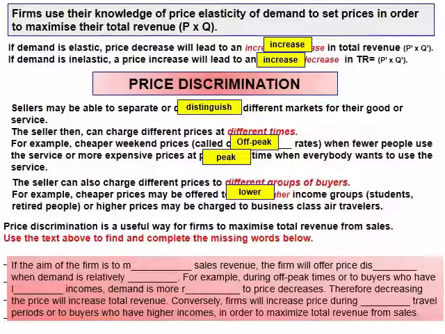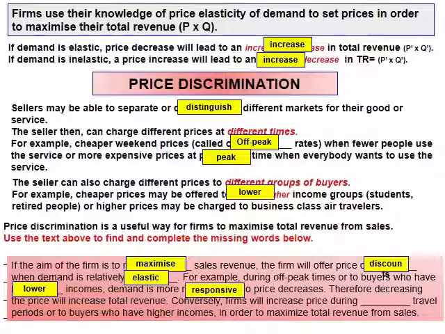So to summarize, use this text above to complete the missing words. So if the aim of the firm is to maximize sales, the firm will offer price discounts when demand is relatively elastic. For example, during off-peak times, or to buyers who have limited or lower incomes, demand is more responsive to price decreases. Therefore, decreasing the price will increase total revenue. Conversely, firms will increase their price during peak travel periods or to buyers who have higher incomes in order to maximize total revenue from sales.